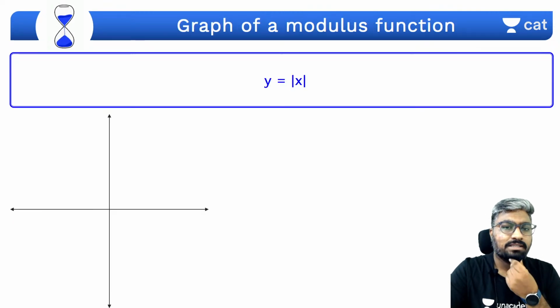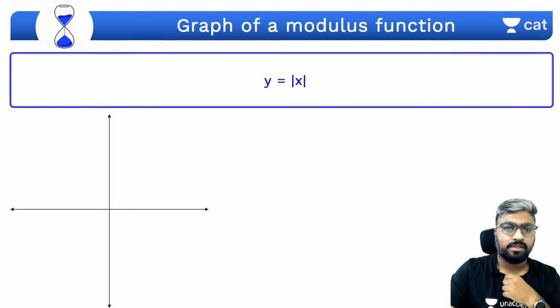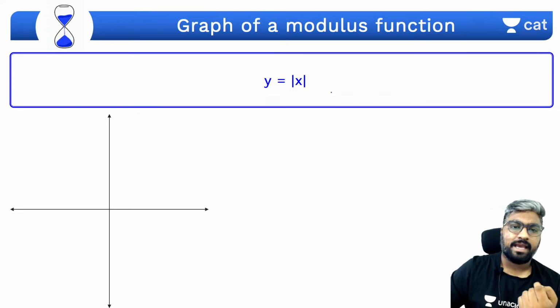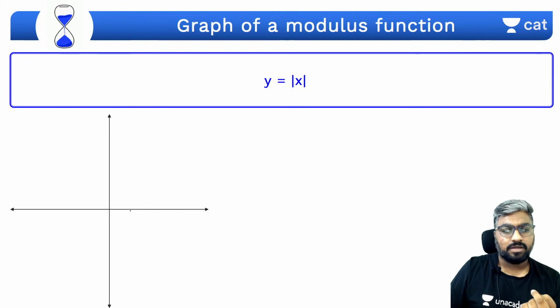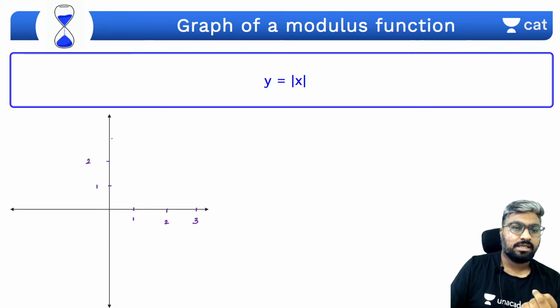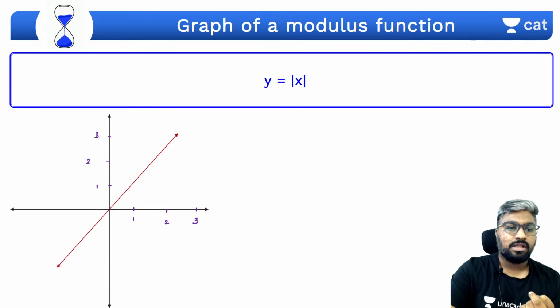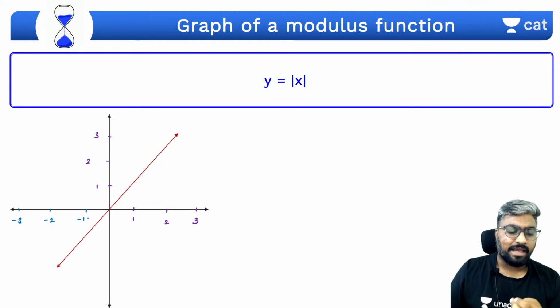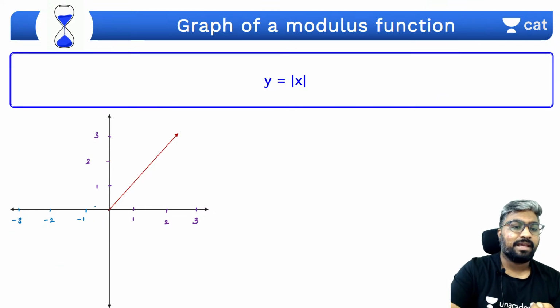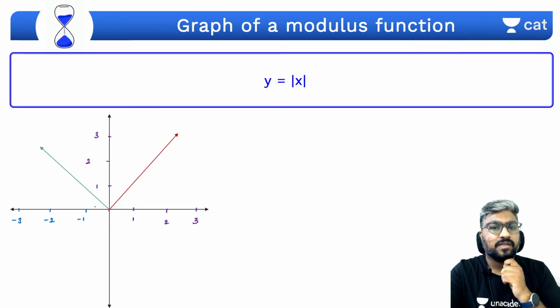So how does the graph of a modulus function look like? If I say y is modulus x, when x is positive, 1, 2, 3 and so on, y will take up positive values 1, 2, 3, and so on. So the line looks like this. But what happens when x takes up negative values, say -1, -2, -3? Although x takes up a negative value, the value of y still remains positive only. So this is how the graph of this function would look like.